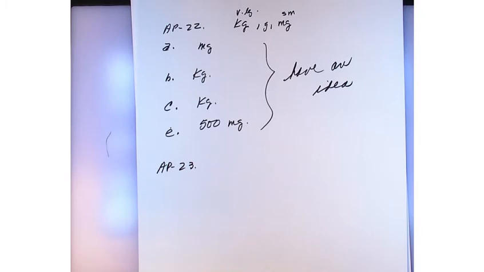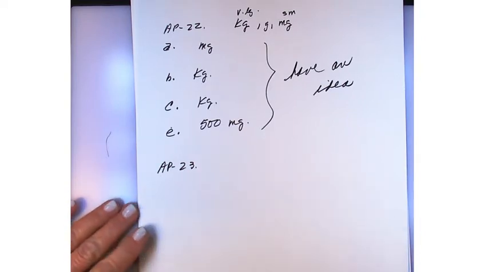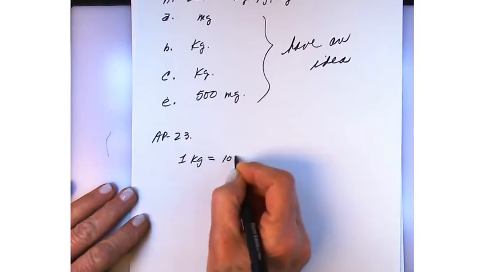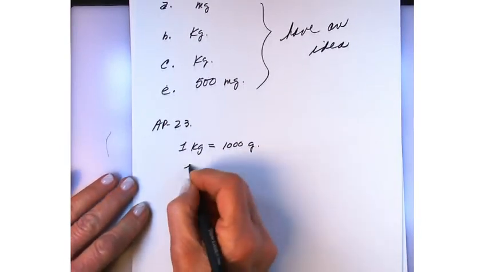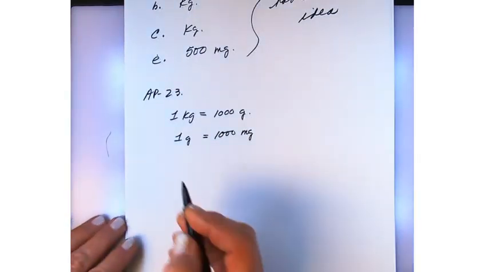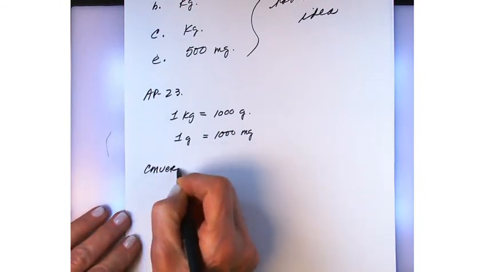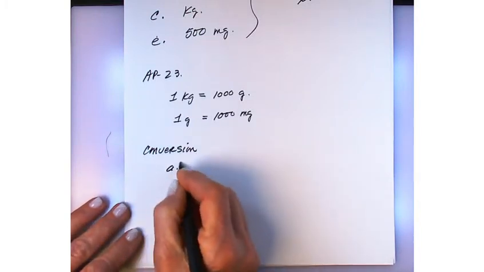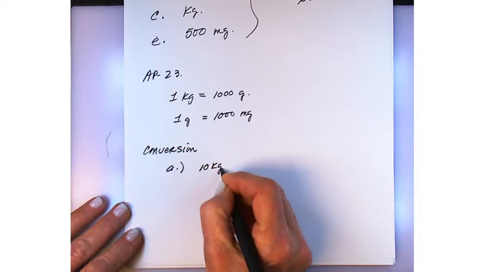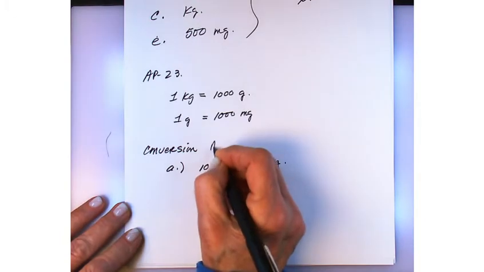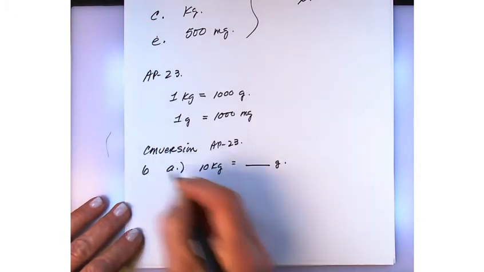So now, looking at our conversions, we already know all of our prefixes. 1 kilogram equals 1,000 grams. 1 gram equals 1,000 milligrams. Let's look at some conversions. A, 10 kilograms equals how many grams? This is on AP 23, number 6.